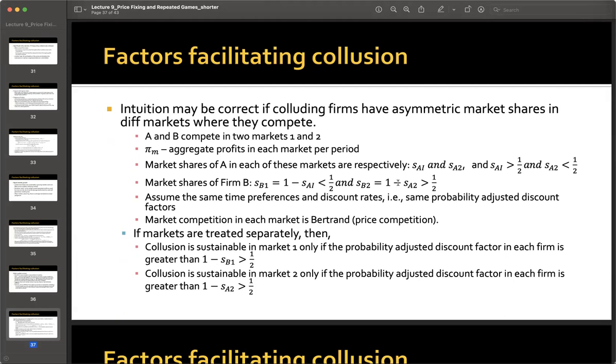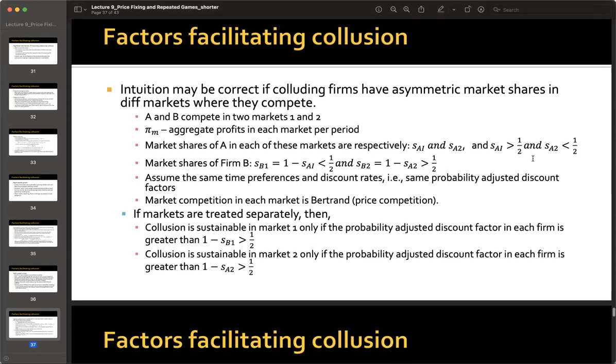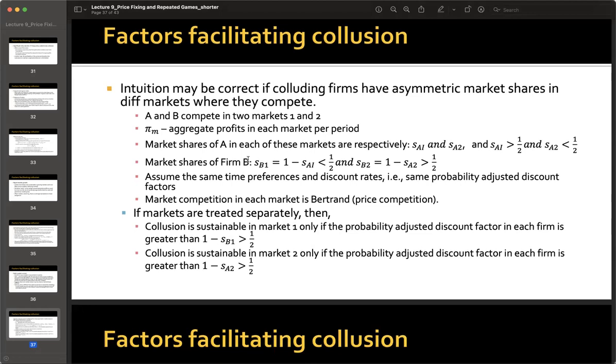So the intuition may be correct if colluding firms have asymmetric market shares in the different markets in which they compete. So let's say firms A and B compete in markets 1 and 2. π^M are the aggregate profits in each market per period. The market shares of A in each of these markets are respectively S_A1 and S_A2, where S_A1 is in fact greater than 1/2. So A is dominant in market 1 and not dominant in market 2. The market share of B is the opposite: S_B1 is less than 1/2 and S_B2 is greater than 1/2. So in other words, A is dominant in market 1 and B is dominant in market 2.